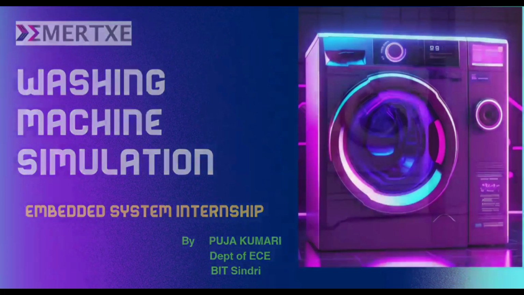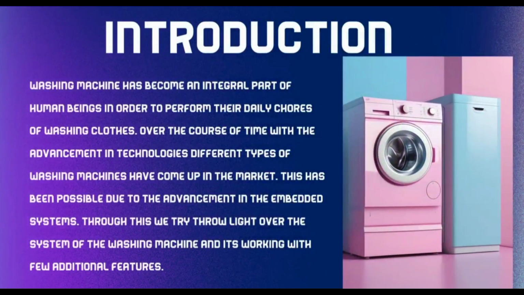So let's start. Washing machine has become an integral part of human beings. It is a household appliance used to wash clothes and other fabric items over the course of time. Washing machines have evolved due to rapid advancement in embedded technology. In this we will try to understand how we can model our own washing machine, what difficulties we are going to face, and how we have solved them.